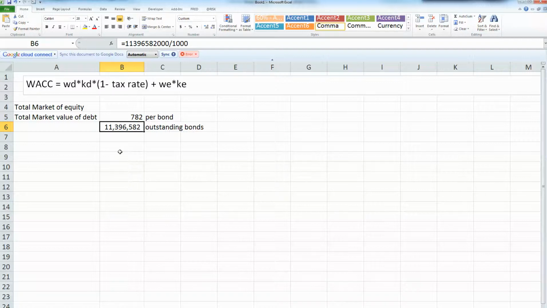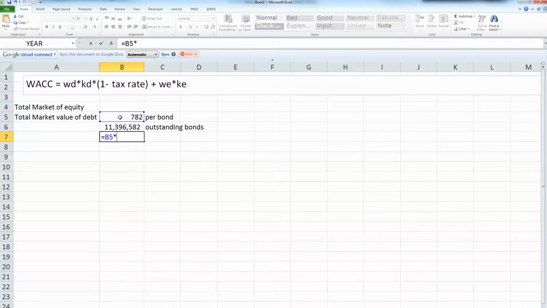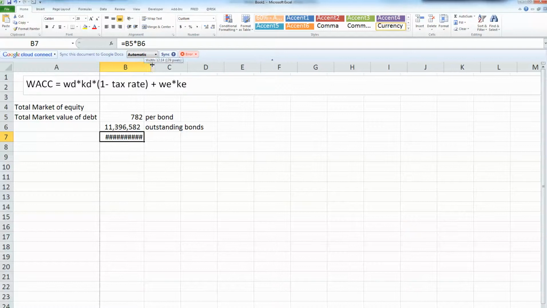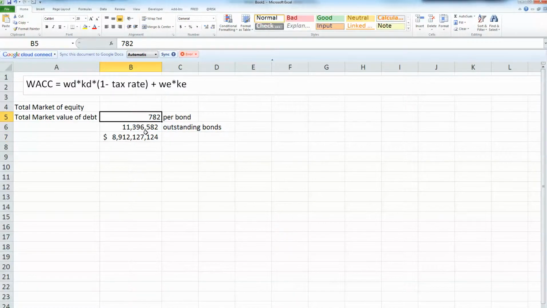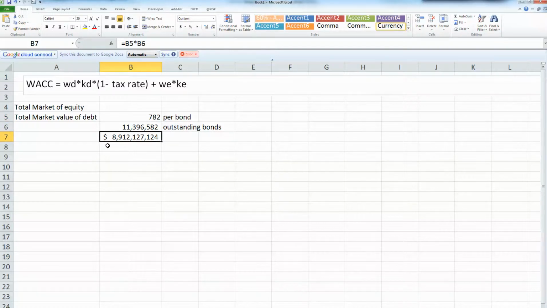So to find the total market value of debt, I can take this 782 times the 11,396,000 bonds. And you can see that the market value of the bonds is less than the book value because the bonds are put on the books at $1,000 a share, but the prices declined to $782, probably because the bonds are perceived to be more risky than they were before, making the market value only $9 billion approximately, not 11 billion.